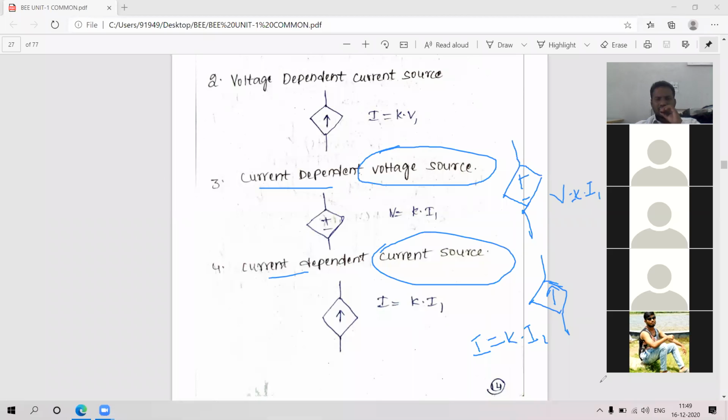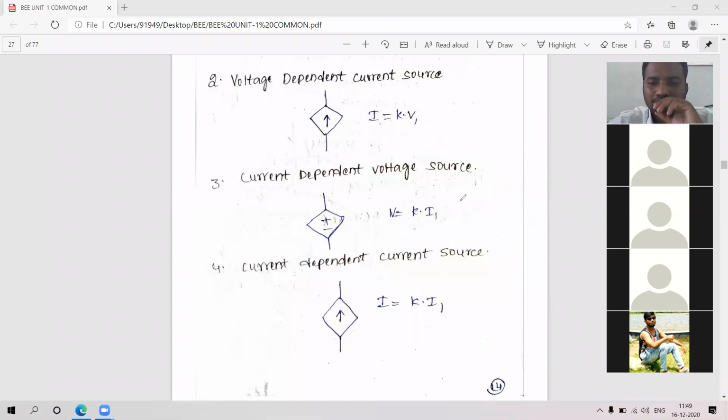Is it clear, all of you? Yes, sir. We will do one dependent voltage source example. Up to here, it is clear, I think. We will do one numerical on this.